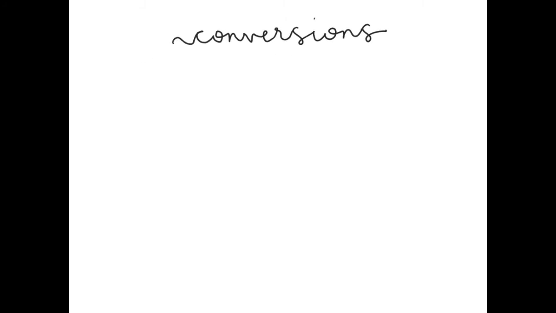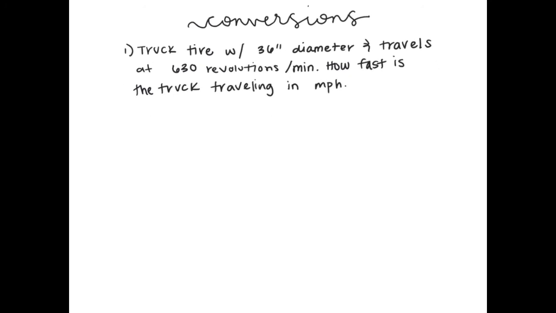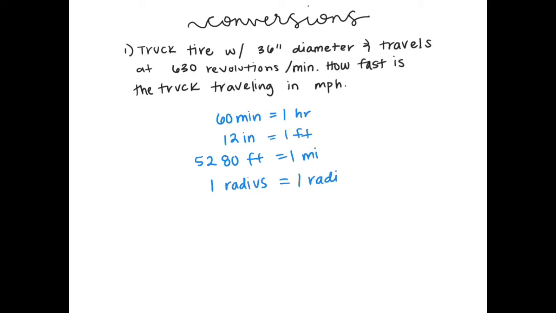Okay, part 2 of our notes, we have conversions. This is going to feel a little bit like science because I'm going to make you go from one unit to another. We have a truck tire with a 36-inch diameter that travels at 630 revolutions per minute. I want to know how fast that truck is traveling in normal speak, or miles per hour. Here are some conversions that you need to have memorized. You may not have them yet, but we need to get there. There's 60 minutes in an hour, 12 inches in a foot, 5,280 feet in a mile, 1 radius per radian. That one's going to be a little strange because the radius is going to change per problem, so stay tuned for that one. And 1 revolution is 1 full circle, or 2 pi radians.